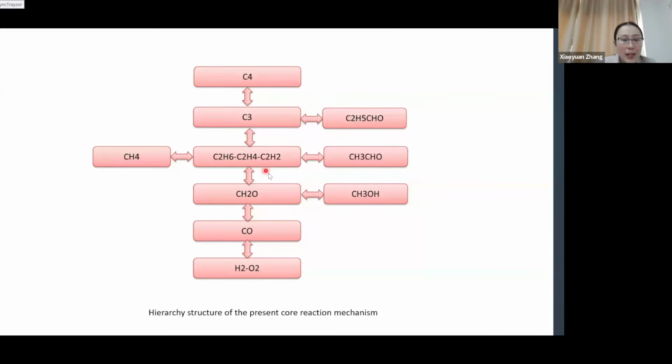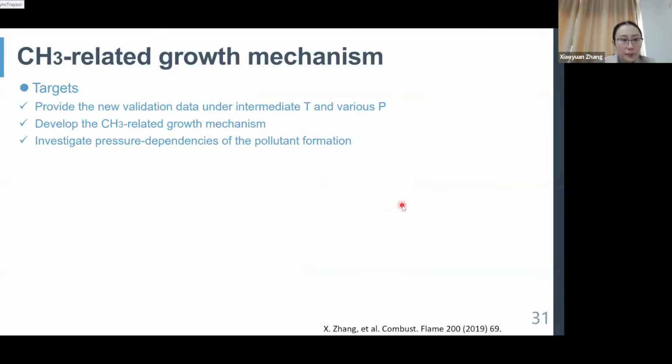Well, let's first look at the first section. It is related to methyl pyrolysis, methyl-related growth chemistry. In this part, we are aiming at providing new validation data under intermediate temperature and various pressures, and developing the methyl-related growth chemistry to review the pressure dependencies of pollutant formation.